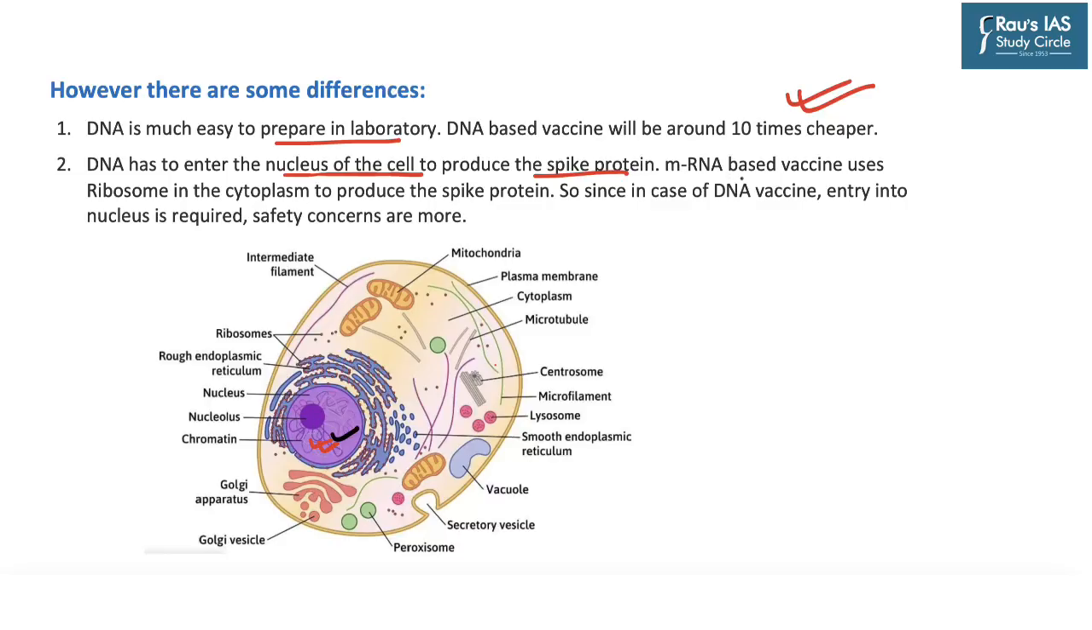Whereas messenger RNA based vaccine uses ribosomes in the cytoplasm to produce the spike protein. So these are the ribosomes in the cytoplasm which is used by the mRNA messenger RNA-based vaccine. So it says that in case of DNA vaccine, entry into the nucleus is required, and hence safety concerns are more for DNA-based vaccines. So this is the difference between DNA-based vaccine and mRNA-based vaccine.